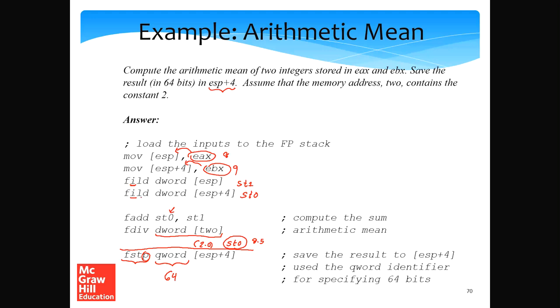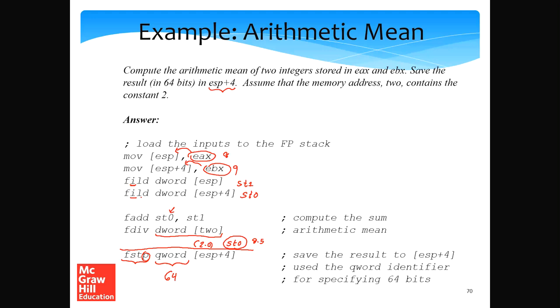So the program contains 7 assembly instructions, which is not much, given the fact that a lot is being achieved. We are taking integers, converting them to floating point, putting them on the floating point stack, computing their arithmetic mean and writing them back. So it's a fair amount of work that is being done.